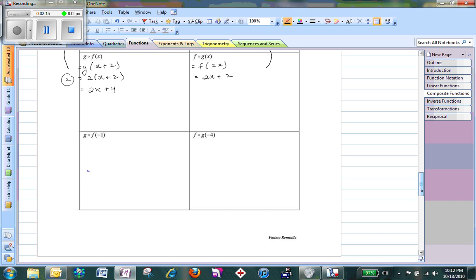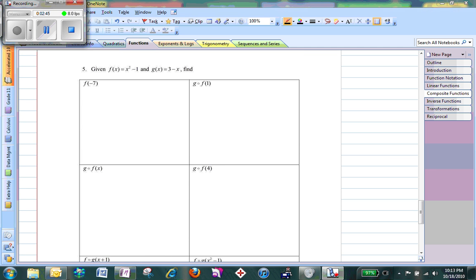Let's try it again the simplistic way. G of f at -1. Now that I have G of f, this is easy. This is just 2 times -1 plus 4, which is -2 plus 4, which is 2. F of g at -4, now that I have f of g above, I can just say 2 times -4 plus 2, which is -8, plus 2, which is -6. Fantastic.